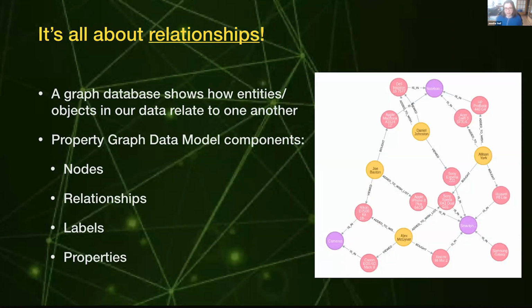Neo4j uses the property graph data model. There are a couple other data models out there, but in case I throw these terms out, if you're not familiar with those, the big things that are important about Neo4j are nodes, which are your entities or your objects in the data, and then your relationships, those connections between your entities. Labels are just a way to categorize or tag your entities, and then properties are the attributes on either your relationships or your entities themselves. So those are terms I may throw out. I'll try to temper that just a little bit, but just in case.